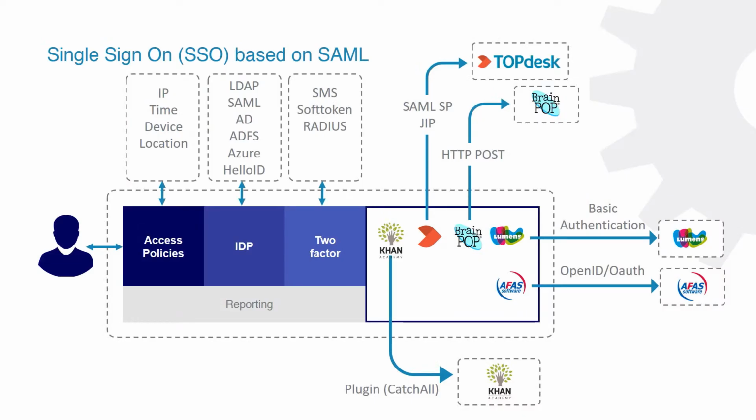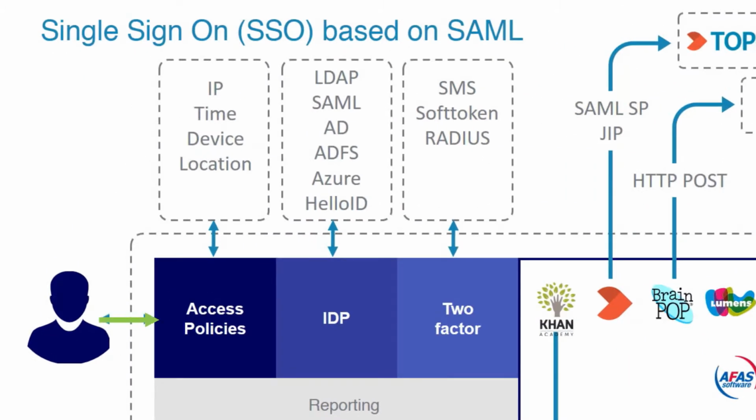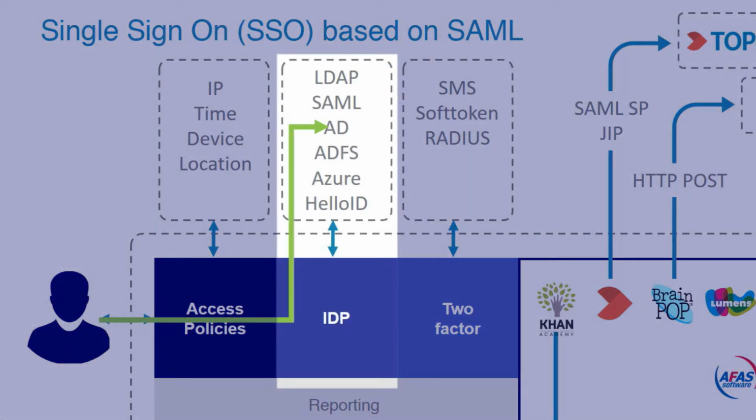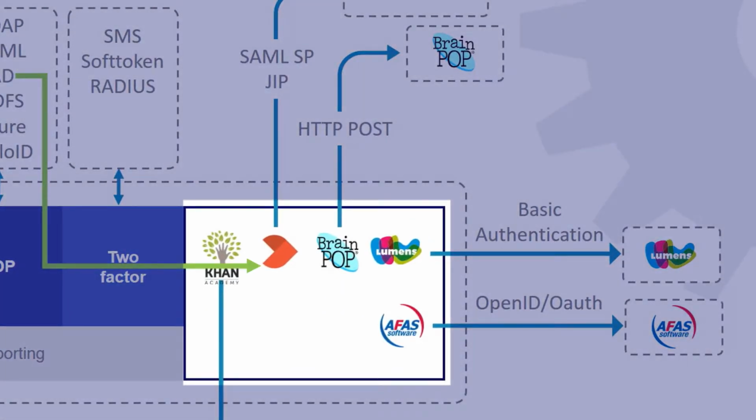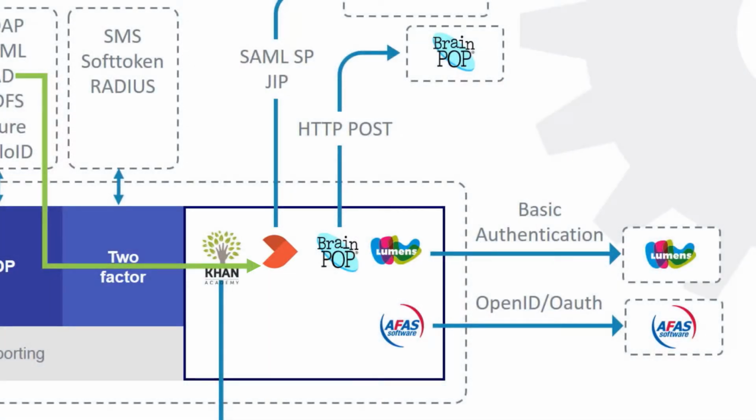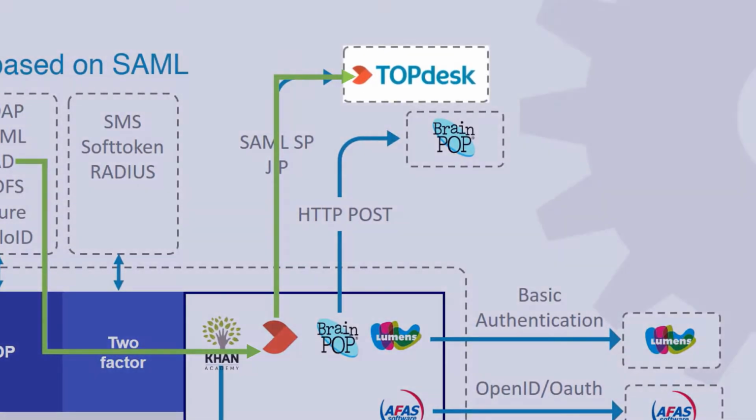Let's start with the SAML SSO integration. An end user would follow this route to get access to Topdesk. The end user would identify themselves with their username and password when signing into HelloID. When the IDP is Active Directory, authentication is based on the AD username and password. Then they would open the HelloID portal and select the Topdesk or any other application. The end user would then be automatically redirected and logged into Topdesk. This is the SAML SSO IDP integration.